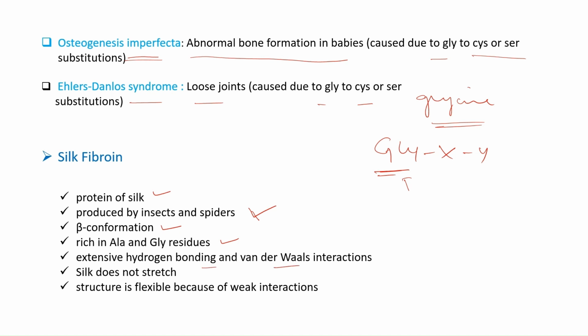The silk does not stretch. What does it mean? Because already it is in a beta conformation. Beta conformation is a stretched conformation. Whenever anything is stretched, it converts from alpha to beta conformation. So already it is in a stretched form. So it can't be stretched more. The structure is flexible because it is stabilized by weak interactions.